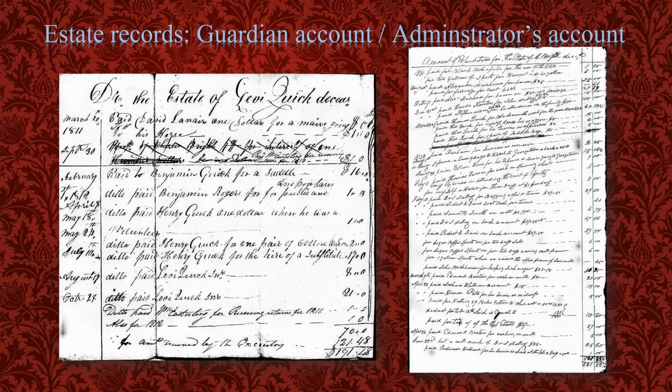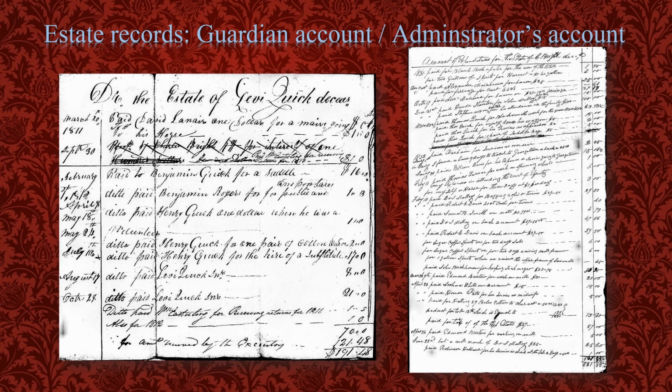This slide includes an executor's account from 1811 and 1812 for the orphan sons of Levi Quick Sr. of Marlborough County, South Carolina. Among other things, here we learned that a stud fee was paid that year, a saddle was purchased for one son, and that another son was contemplating joining the army during the War of 1812, but then hired a substitute for $17.